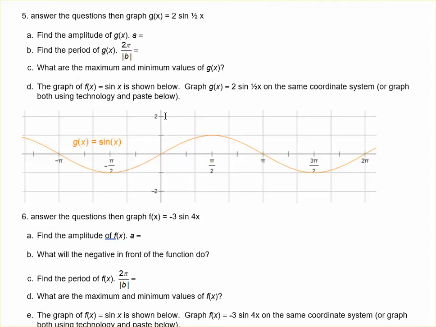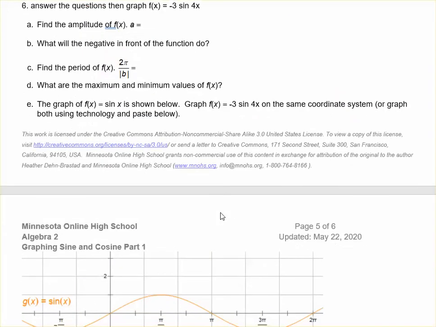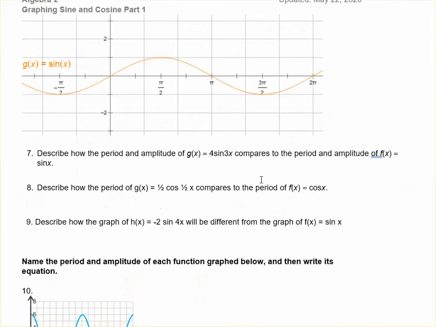And let me just help you out with b. The period is going to be 2 pi divided by the absolute value of b, and b is 1/2. You can multiply top and bottom by 2, and you will get 4 pi on top divided by 1. So the period is 4 pi, which means it's going to be twice as long to get one period completed. And number 6 is going to be a really fast one, going up and down.